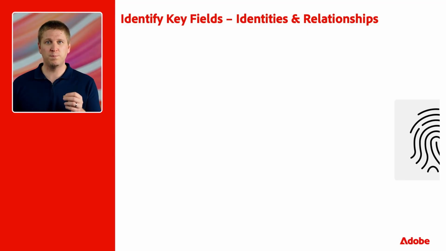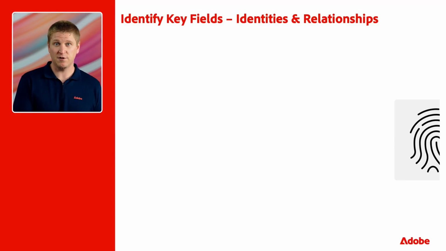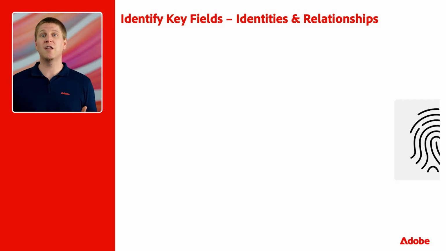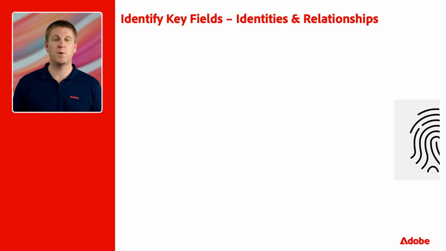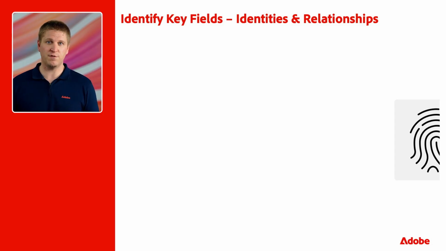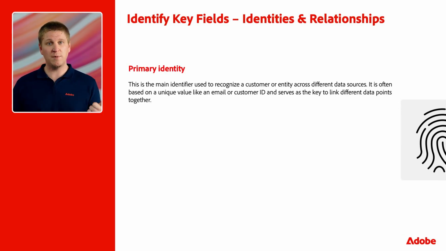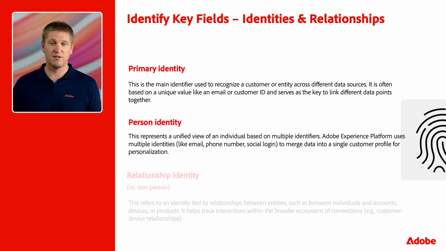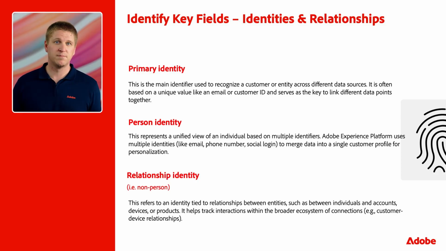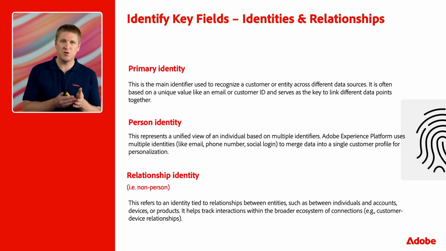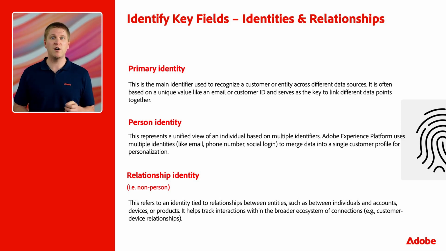Now, there are 2 pieces to identifying key fields. The first set of fields to identify are the identities and relationships of each table that is part of the primary and dimensional entities of the profile. The 3 important ones to identify are the primary identity, person identity, and relationship identity. The primary identity, this is used as a storage key and required for any schema that's going to be used with a real-time customer profile.